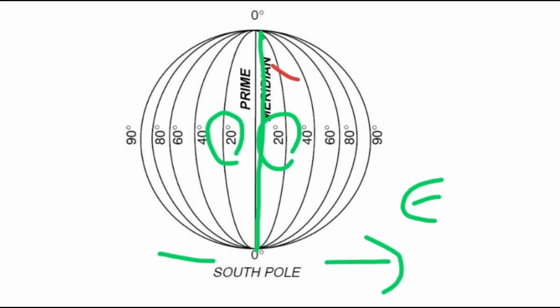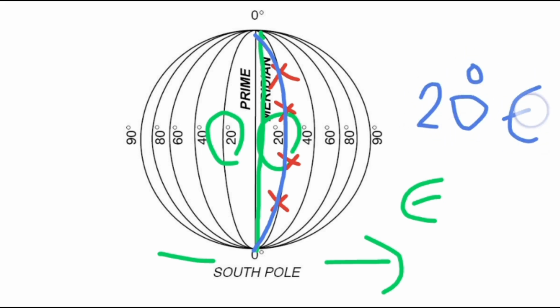So we are marking all such points which are at 20 degrees on the surface of the earth. Then we connect all such points, and we get that particular 20 degree longitude east. We will refer to it as 20 degree east. You understand, isn't it? 20 degrees from the prime meridian in the eastern direction.